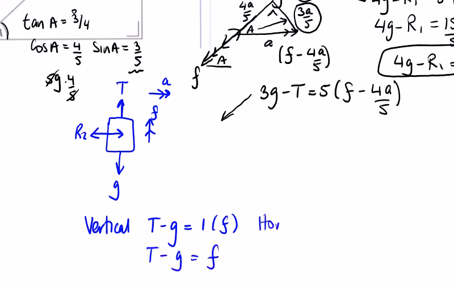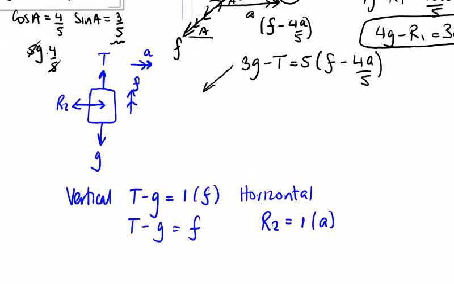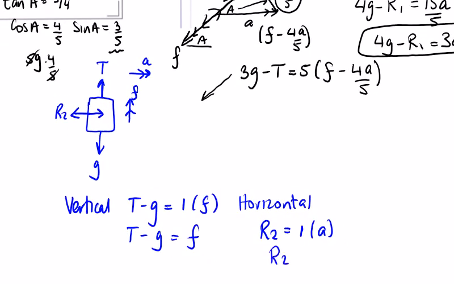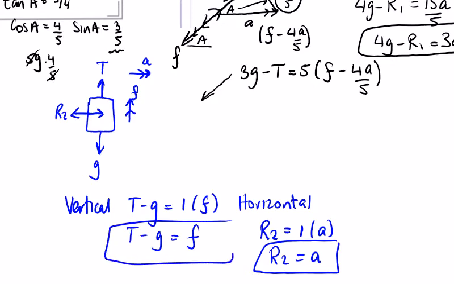And horizontal, the only horizontals we have here are my R2. R2 equals MA, and the M again is 1 and A is A. So R2 is equal to A. I think that must be what we're looking for here. We're just asked to form the equations here.